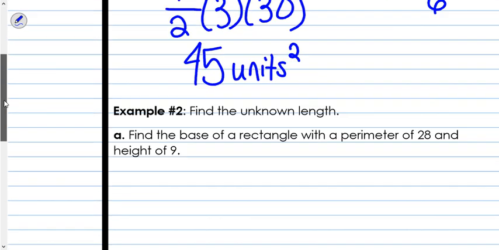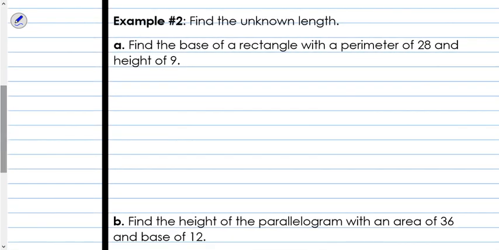Okay, we're going to do one more problem, and then we are going to stop, and we'll do the rest in class. This time we're going to find an unknown length. It says find the base of a rectangle with a perimeter of 28 and a height of 9. The first thing that I like to do is to draw a picture of the shape in question. So it says that the perimeter is 28 and has a height of 9.